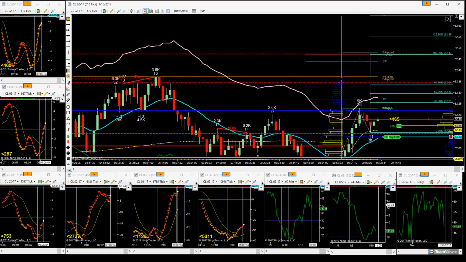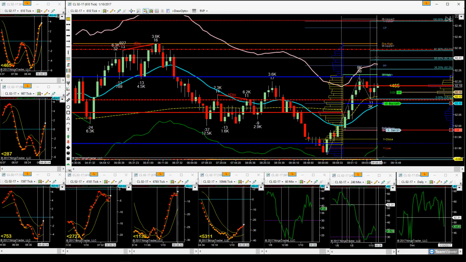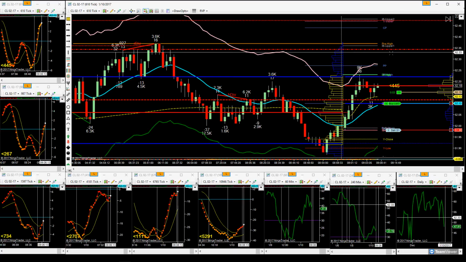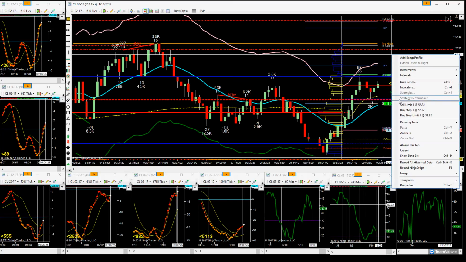Here, that's way out there. So we're going to pass on that one. We're going to use what our originally anticipated price point was, this microcomposite VPOC that we saw from the homework. So this is 34. We'll come in at 32.